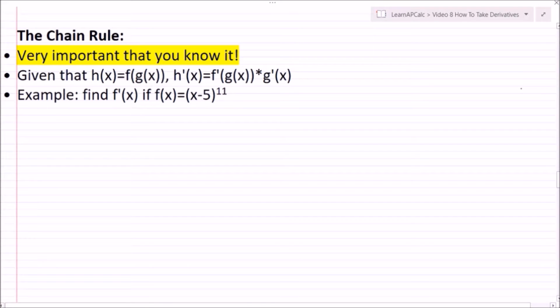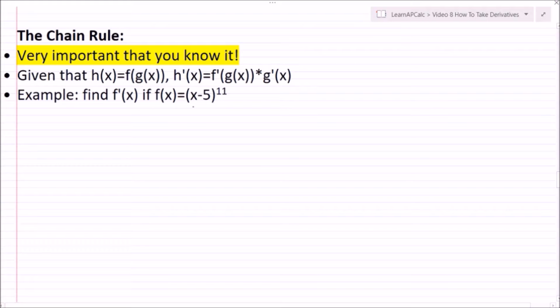Alright, now let's talk about something a little more obscure, the chain rule. The chain rule is very important that you know it. Now, given that h of x equals some function of g of x, so f of g of x in this case, the derivative is f prime of g of x times g prime of x. So this looks sort of icky, but I can show you some ways in which the chain rule is very useful. So find f prime of x if f of x equals x minus 5 to the 11th power.